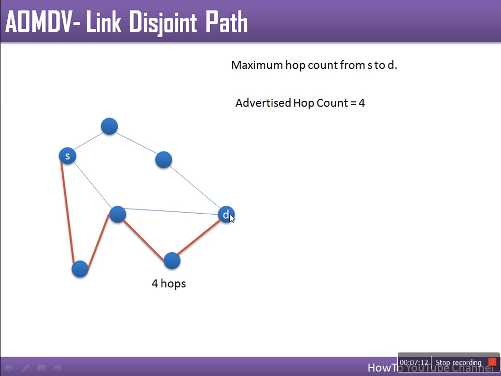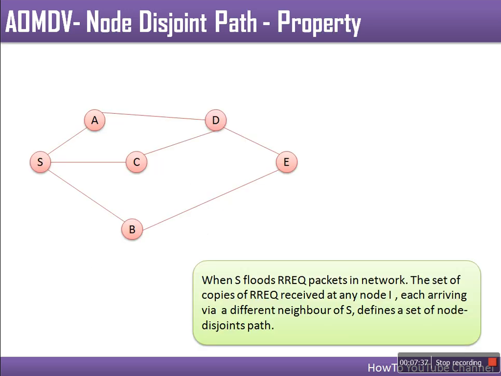Okay. Now the thing is, how are we going to maintain this link disjoint path? How would we know, when nodes set a reverse path or update their table, that they are actually maintaining disjoint paths? For that purpose, the AOMDV routing protocol uses one property, and that property is the node disjoint path property.